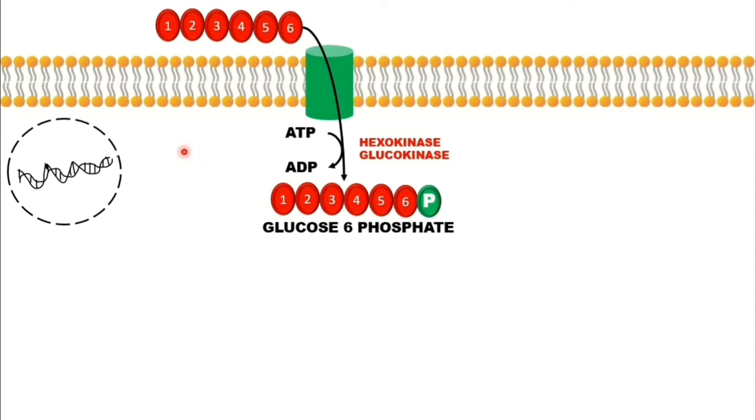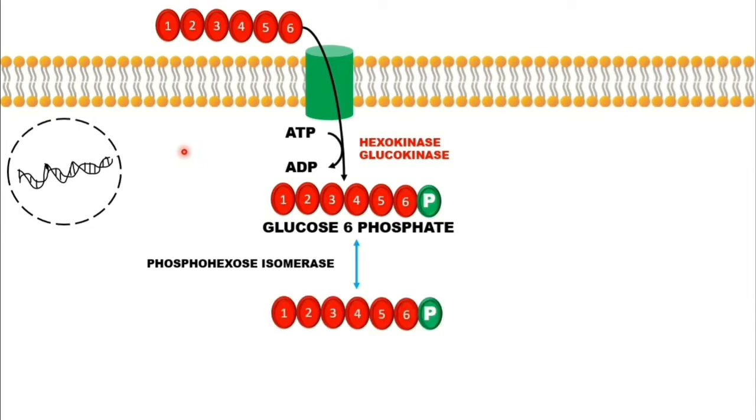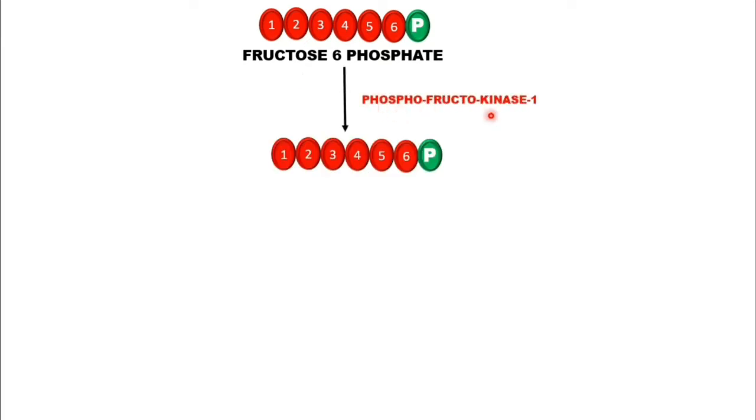Now these molecules of glucose 6-phosphate undergo the process of isomerization. This process is catalyzed by phosphohexose isomerase. As you know, the isomer of glucose is fructose, so phosphohexose isomerase will convert glucose 6-phosphate into fructose 6-phosphate. Okay, then fructose 6-phosphate is a substrate of phosphofructokinase 1.